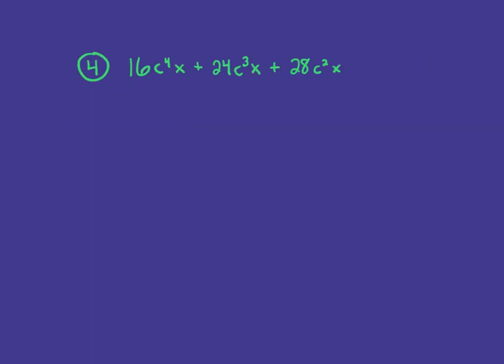Number 4, 16c to the fourth x plus 24c to the third x plus 28c squared x. Factor the given trinomial. Greatest common factor, first thing. So here, 16, 24, and 28, you can take a 4 out of. We've also got a c in every one of those terms, so you want to take out the most number of c's you can, which is 2 of them. You can take 2 out of every single one of those terms. We can also take out an x out of every single one of those terms.